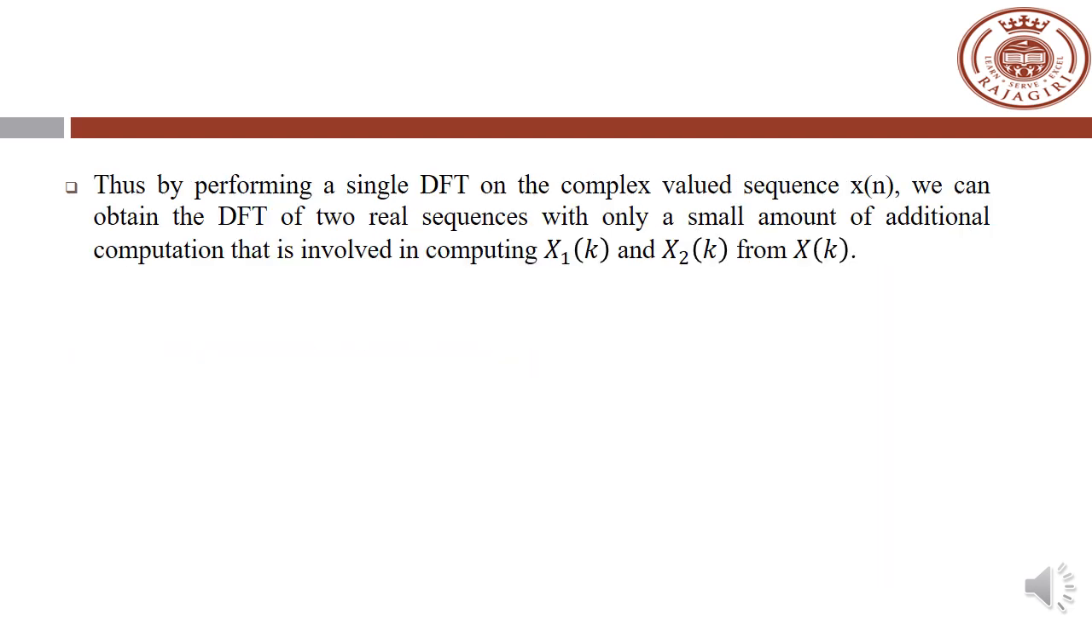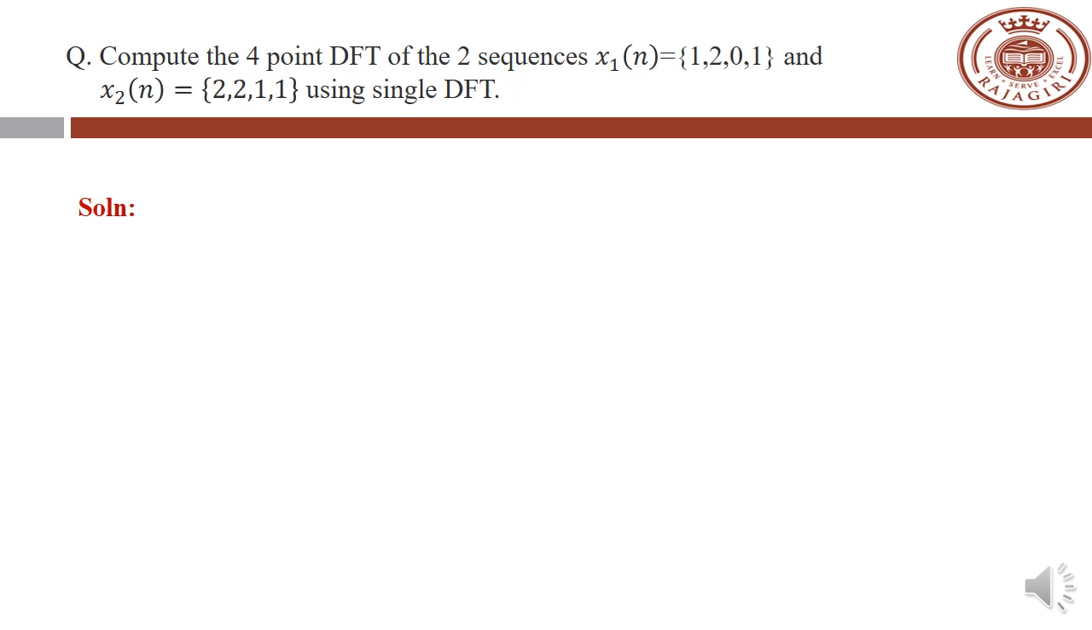This is how we perform a single DFT on the complex valued sequence x of n and obtain DFTs of the two real sequences x1 of n and x2 of n. We look into an example to compute the 4-point DFT of two real sequences x1 of n and x2 of n using a single 4-point DFT.